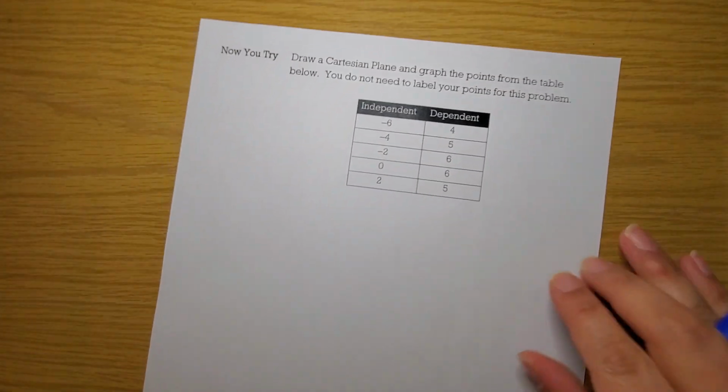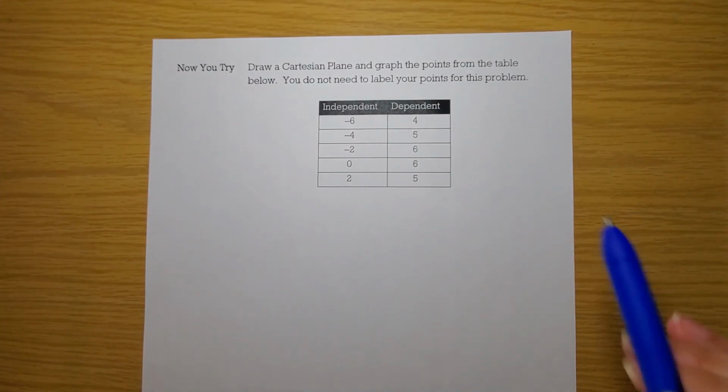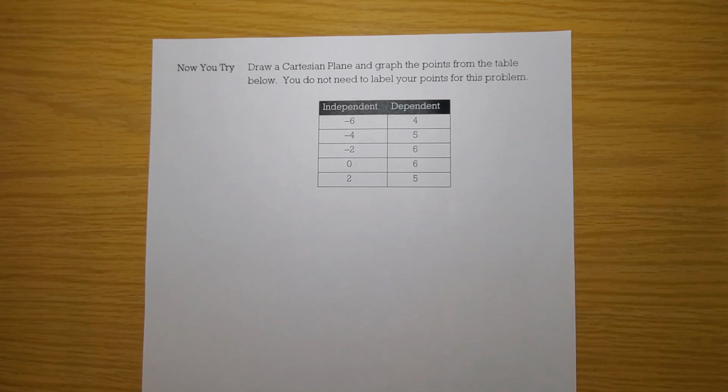All right, here is a problem that you can try on your own. You have another table of points. Draw a Cartesian plane to help you graph those points. You don't have to label them, but if you want to practice, you can.